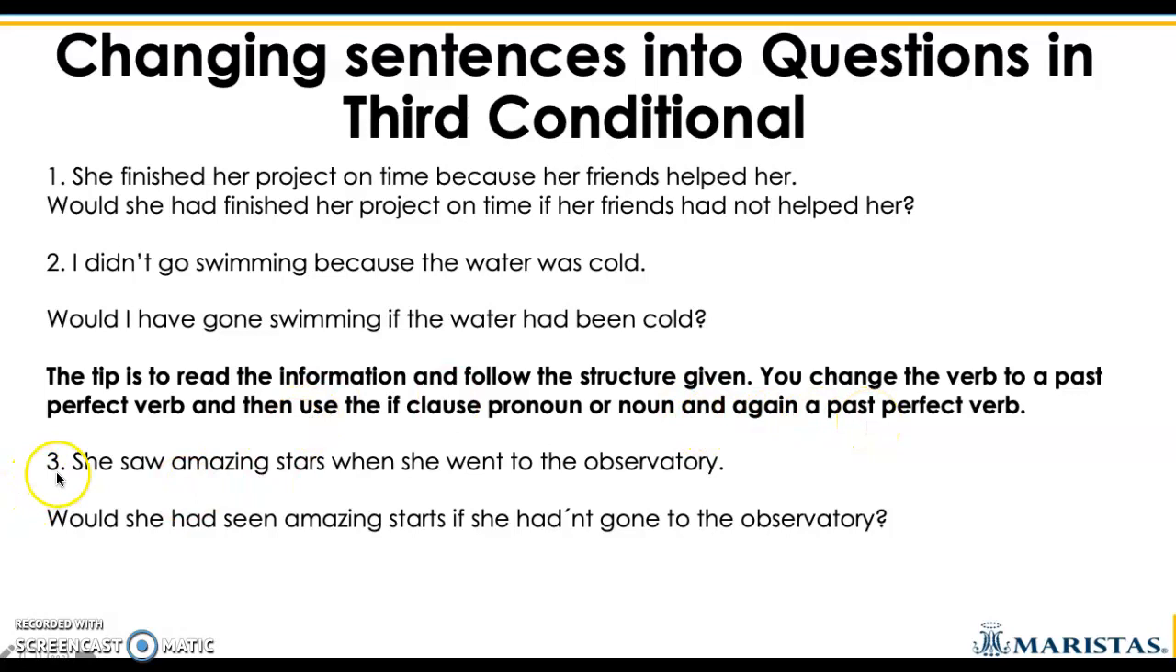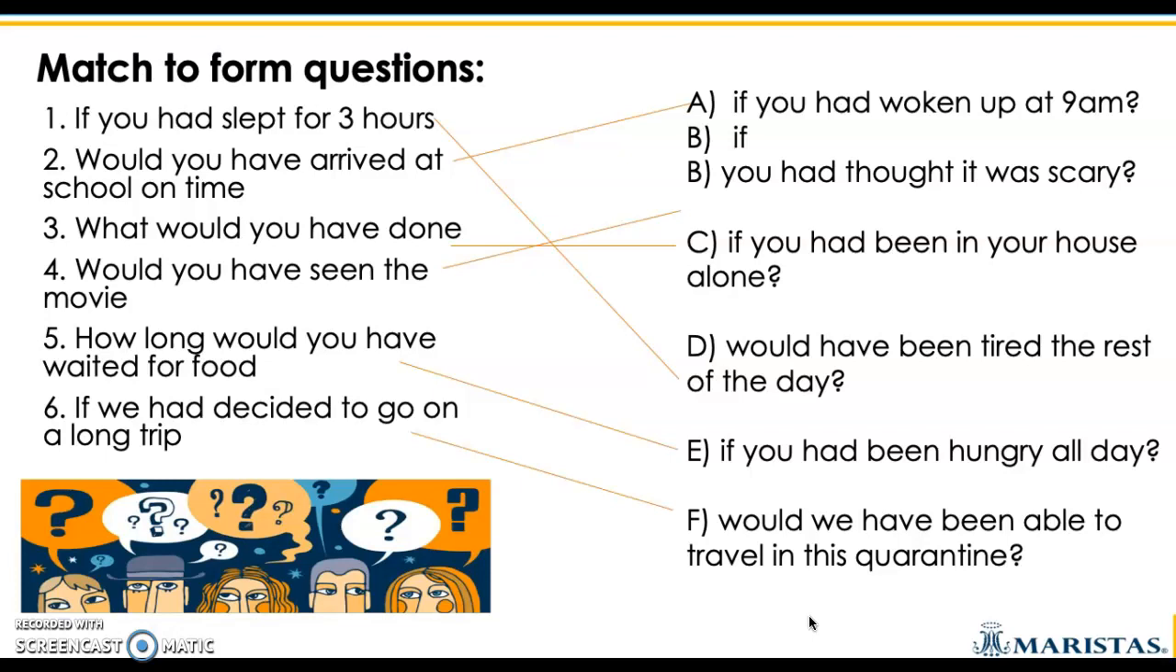So number 3, she saw amazing stars when she went to the observatory. The question will be, would she have seen amazing stars if she hadn't gone to the observatory? Okay, so let's take a look at another example that can help you.